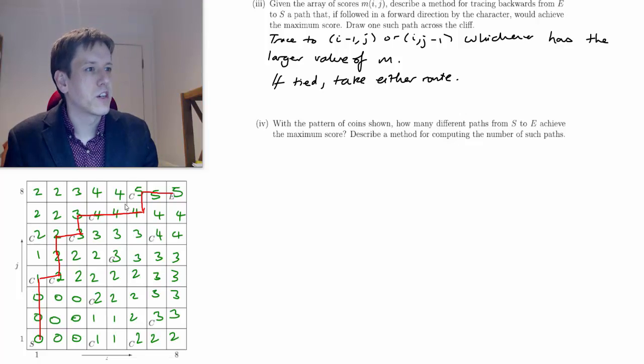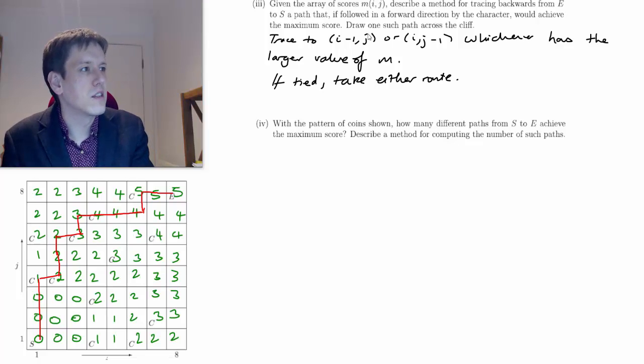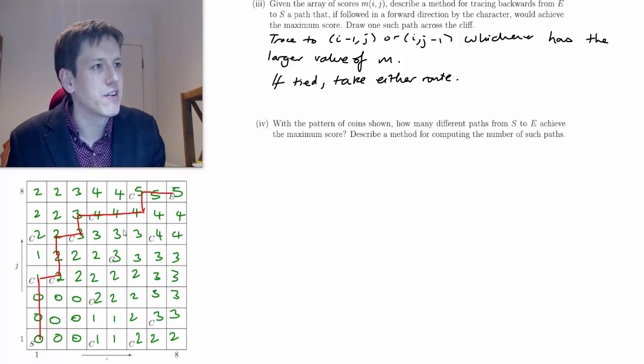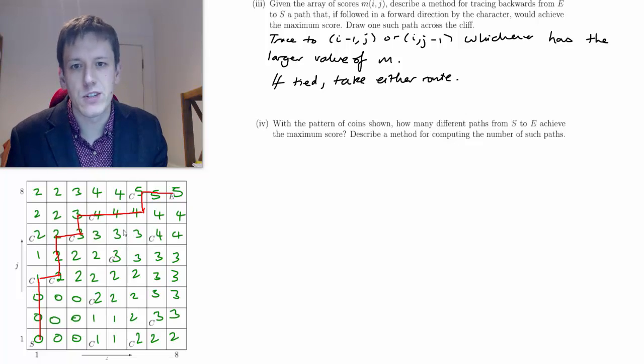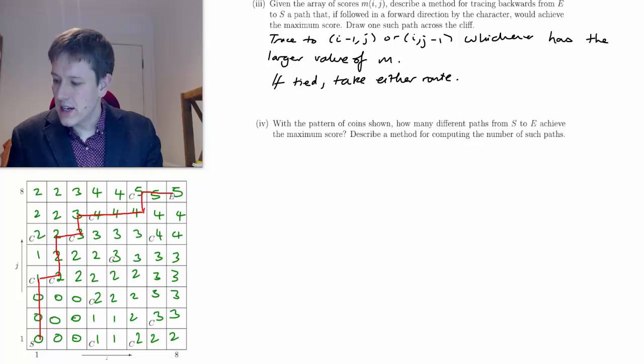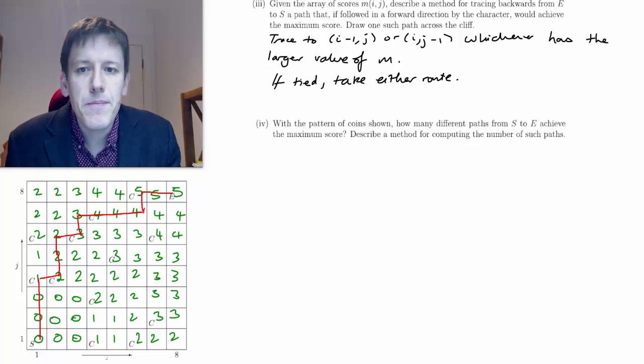So that's what you would tell the computer to do. You would tell it to read these two values that you've worked out, pick the larger one, and then trace the path through, and just pick arbitrarily in the case of a tie. Right, last part of the question and the last part of this paper.